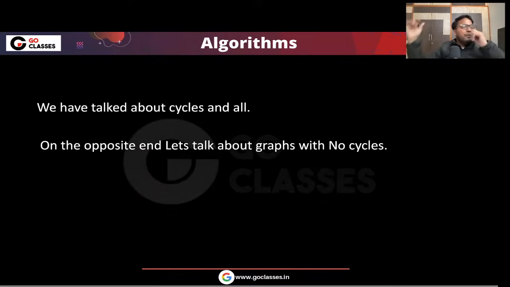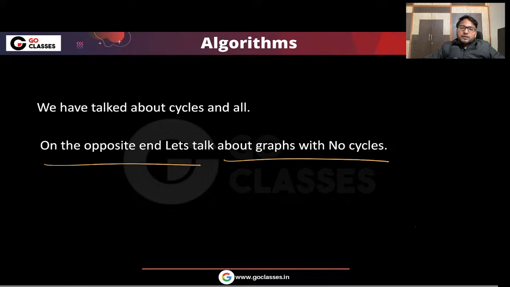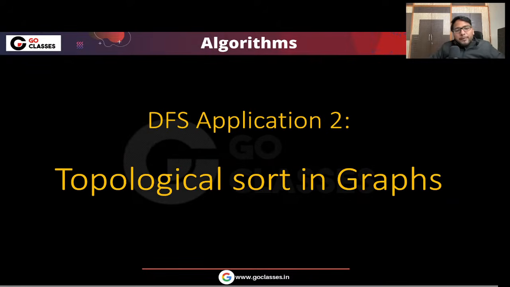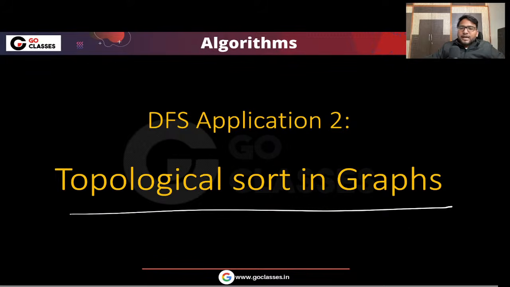Okay. So we have talked about cycles and all. On the opposite end, let's talk about the graph with no cycles, which means a directed acyclic graph, which is also called a DAG. So application 2 is topological sorts in graphs, basically in directed acyclic graphs.